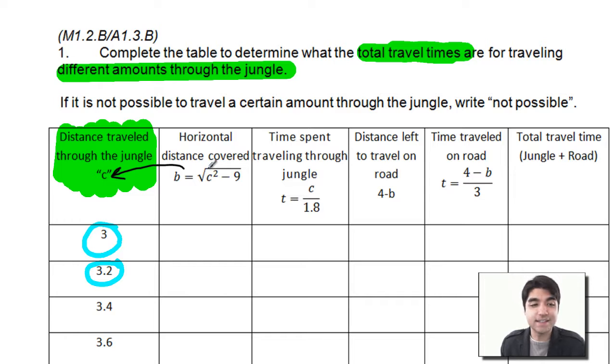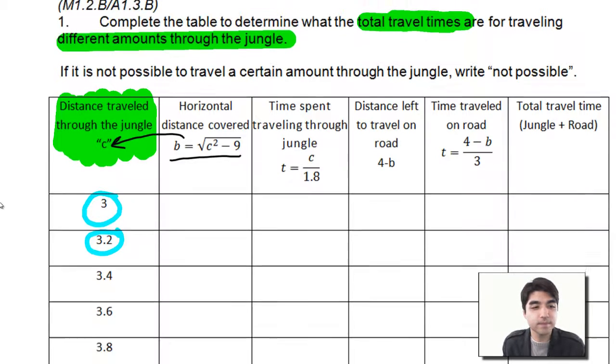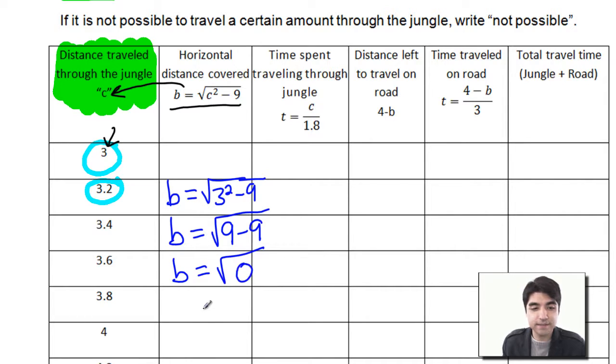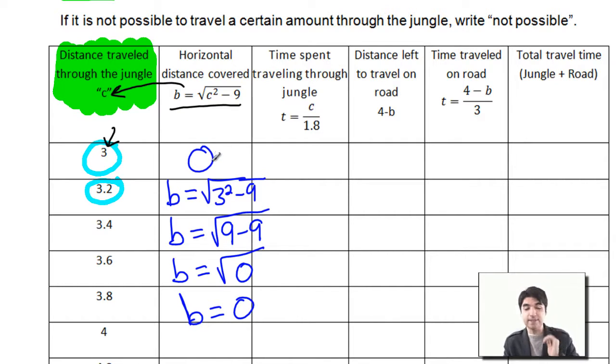So B is dependent on C, what C is. And the formula for that, if you remember, is B equals square root of C squared minus 9. So if C was 3, then our B would be, let's see, B equals square root of, so C's 3, so it'd be 3 squared minus 9. B equals square root, 3 squared is 9. And then 9 minus 9 equals 0. So B would be 0. So in this case, B would be 0.